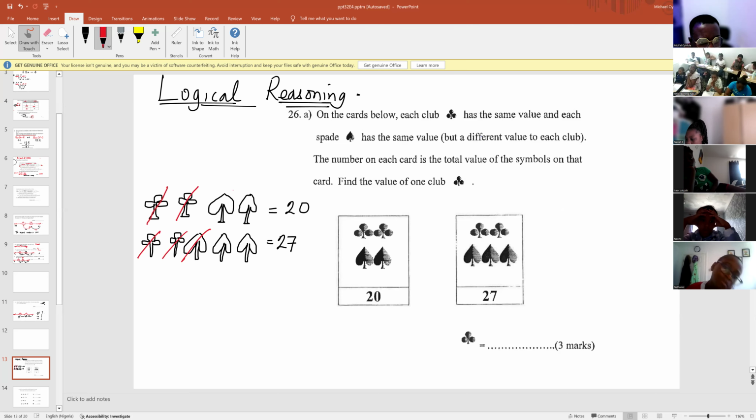One spade gets rid of another spade. So we've crossed out 2 spades and 2 clubs, which is 20. We're left with 1 spade. So if you take it from here, what is the value of the spade? So spade is 7. Oh, that's quite easy. That was really easy. This is another 7.